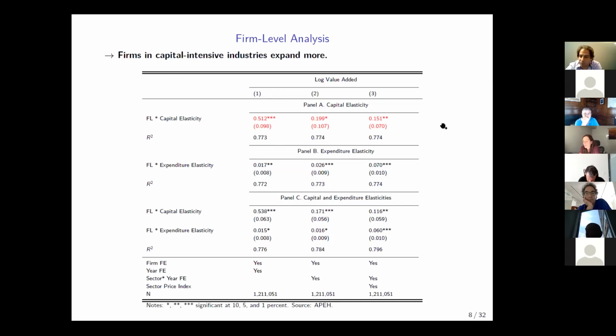If you want to focus on one column, we can focus on the third one, that is the most collapsed, in some sense, regression. And then what you're going to see is that firms in more capital-intensive industries are going to increase their value added, exactly as we said, because basically their marginal cost is decreasing more relative to other firms, and therefore they face an expansionary force. Then if we run a regression with the expenditure elasticity, you see exactly the same effect.